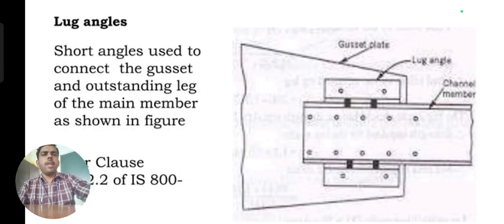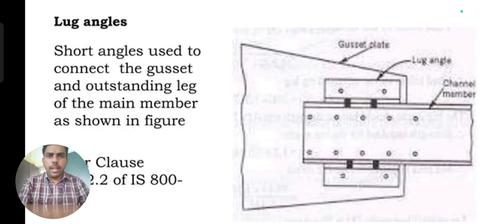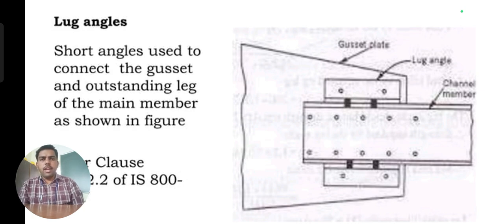And coming to the lug angle, what is a lug angle? A lug angle is one of the angle sections. An extra plate is provided to decrease the length of the connection, and only in that situation do we provide lug angles. Short angles are used to connect the gusset and the outstanding leg of the main member. See, this is the channel member and one is the gusset plate member. These two members are connected by a particular lug angle.